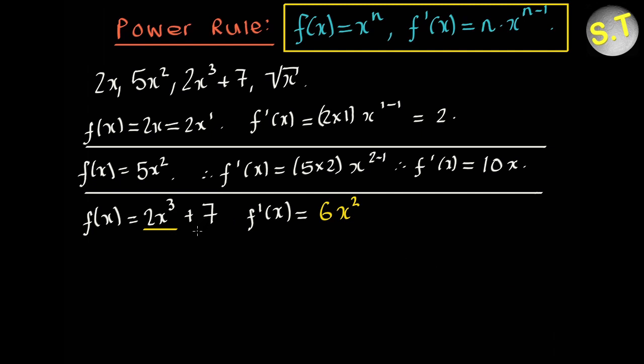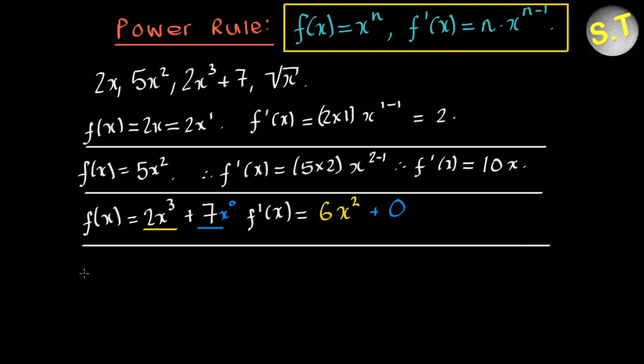And then the second part, the 7, is exactly the same as writing 7x to the 0. So in this case, n is equal to 0, so 0 times 7 is going to completely remove this. So this is going to be 0. And the same is true of every constant as well. So any number that isn't multiplied by x, its first derivative is always going to be 0.